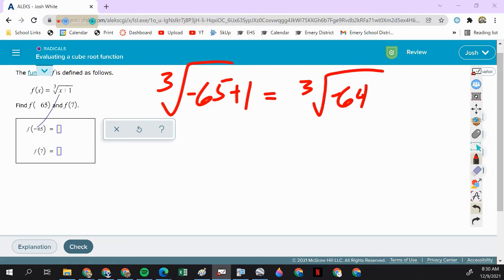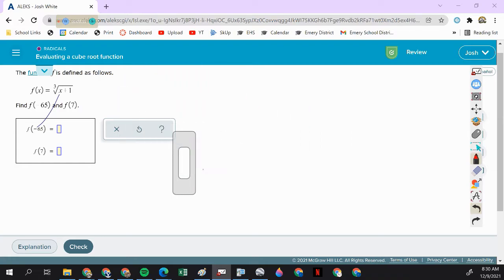How come? There are 3 of them, and 3 negatives make a negative. So in this case, the cubed root of negative 64 is just going to be negative 4, because negative 4 times negative 4 is 16, times negative 4 is negative 64. So there are no i's in cubed roots.